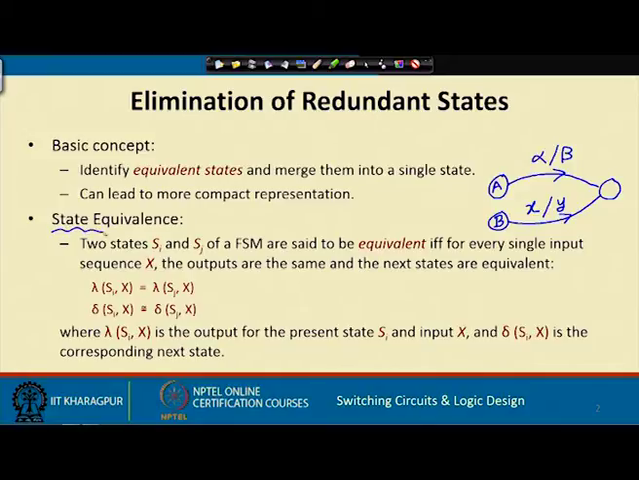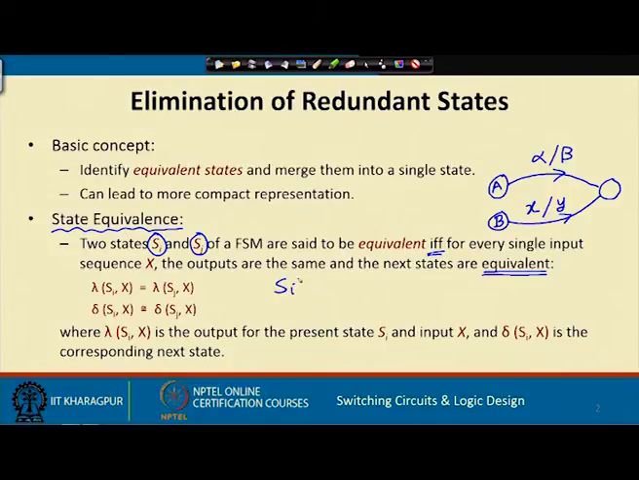We talk about something called state equivalence. Here we are saying that two states S_i and S_j are said to be equivalent if and only if for every possible input sequence. For example, this alpha and x, these are some input sequences. What I am saying is that for every possible input sequence, let us call it x, the outputs will be the same and the next states are equivalent.